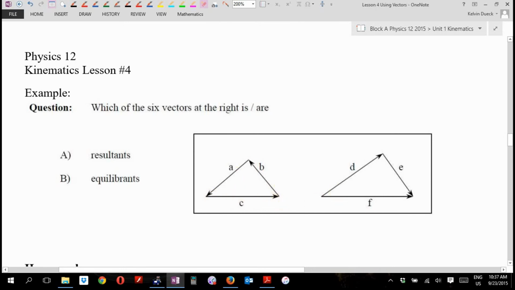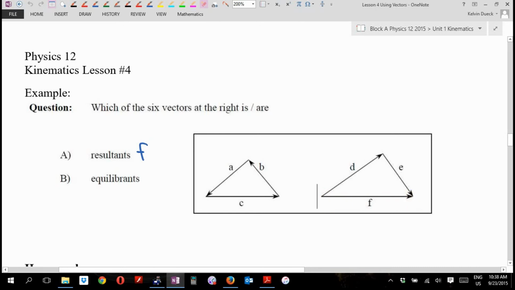What about here? Are any of these resultants? Is D that? Are these two added tip to tail? I think the only one that I'm seeing as a resultant is F. E can't be because those aren't added tip to tail, right? D can't be because those aren't added tip to tail. They're meeting tip to tip. But if I added D plus E, the resultant would go zoomp.